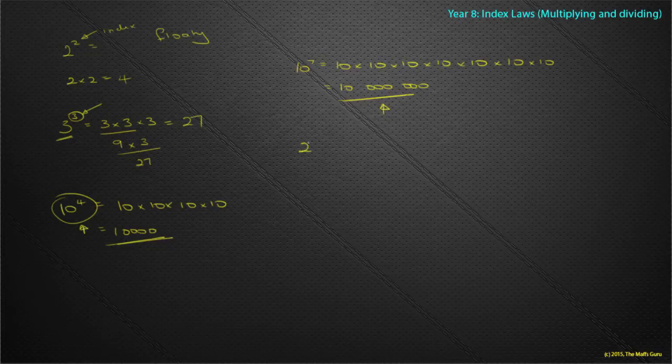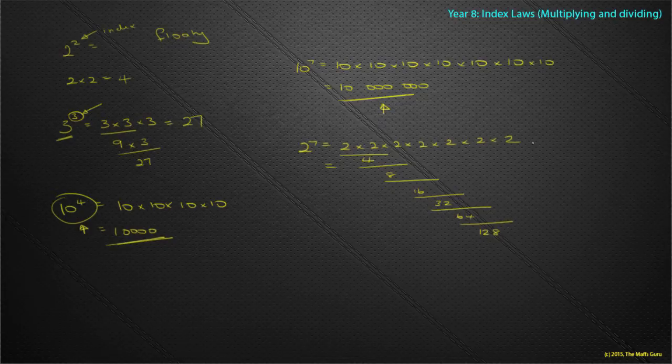But if I had 2 to the floaty 7, that would be 2 times 2 times 2 times 2 times 2 times 2 times 2. Well, I can't do that in my head. So 2 times 2 is 4, times by 2 is 8, times by 2 is 16, times by 2 is 32, times by 2 is 64, and times by 2 is 128. And there we go. So that's equal to 128. And here's my little smiley face because I'm feeling very happy.